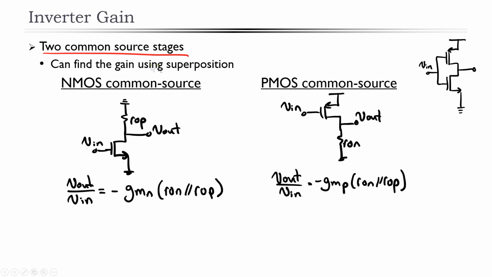So for example, on the left hand side, we're looking at the NMOS common source. So in this case, the NMOS is doing the amplification, and we're just showing the output impedance of the PMOS, which is ROP.